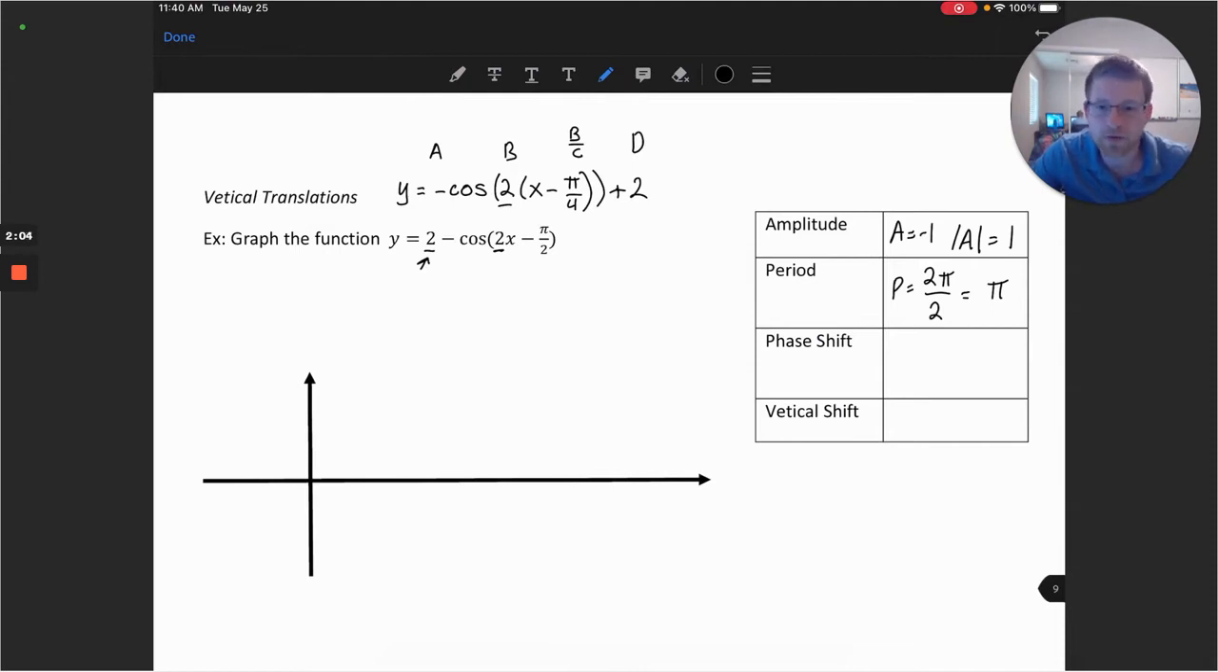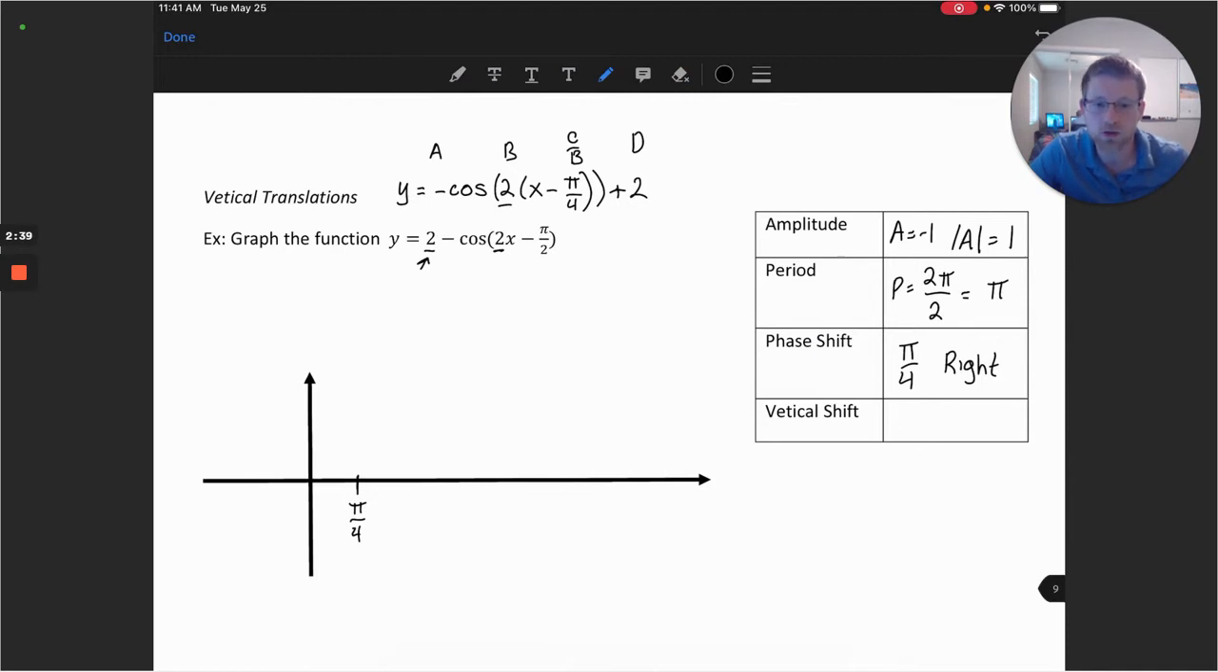And then finally our phase shift is going to be negative c over b, excuse me. This value here, so this will be a pi over 4. And so we're going to be shifting again to the right, pi over 4 units here. So I'm going to just put that on our graph here right away, pi over 4. That kind of tells us our starting point on this graph.